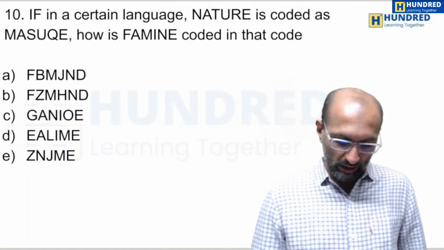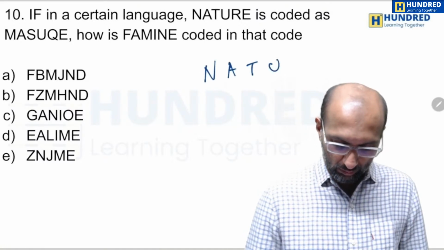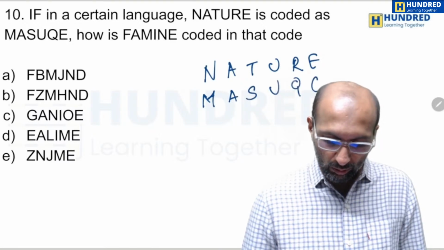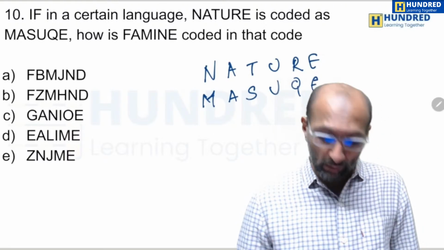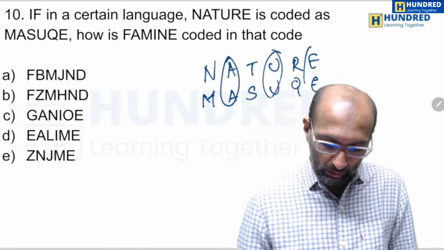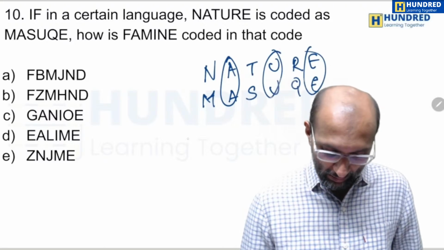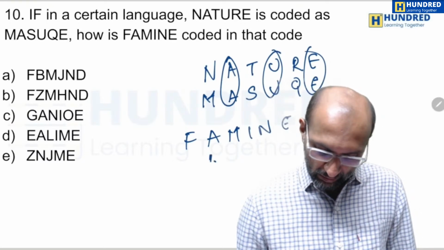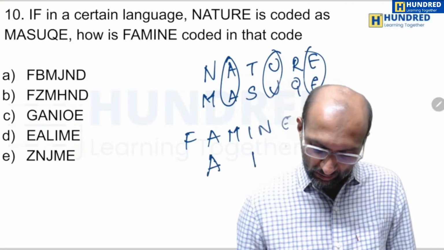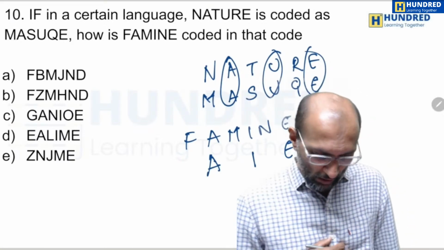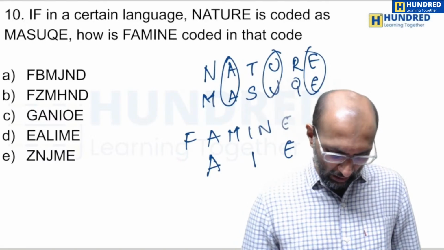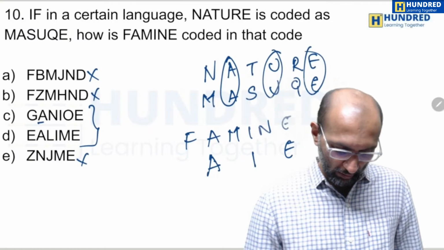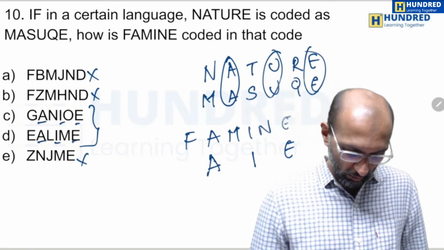Now what are they saying? Nature is coded as M-A-S-U-Q-E. So see what is common. Correct. So let's see, in feminine how is it? Yes. So let us assume the second digit is the same, the fourth digit the same, and the sixth digit the same. Positions, place value. Now let's look at the answers. Ruled out, what is pending? Both are there. They have given it like this: AAIIEE. Okay, so let us now solve this.